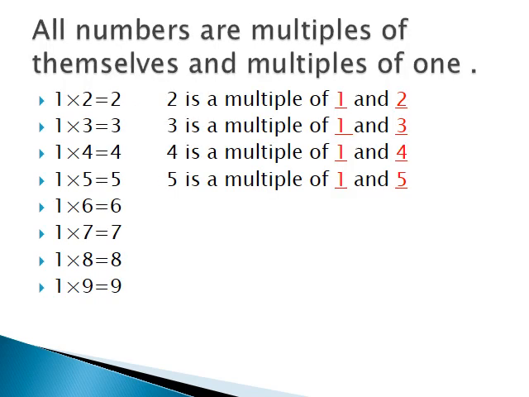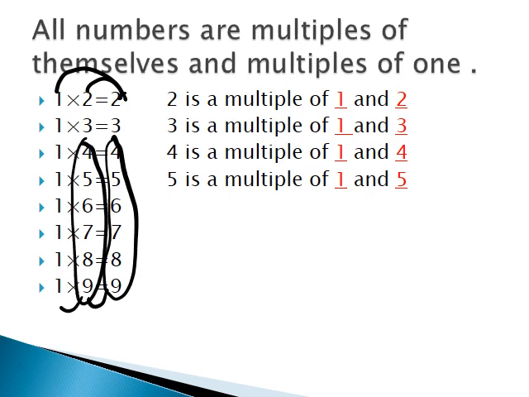All numbers are multiples of themselves and multiples of 1. Here we have 1 times 2 equals 2. 1 times 3 equals 3. 1 times 4 equals 4. So 2 is a multiple of 1 and 2 at the same time. 3 is a multiple of 3 and 1. 4 is a multiple of 4 and 1. So all numbers are multiples of themselves and multiples of 1.